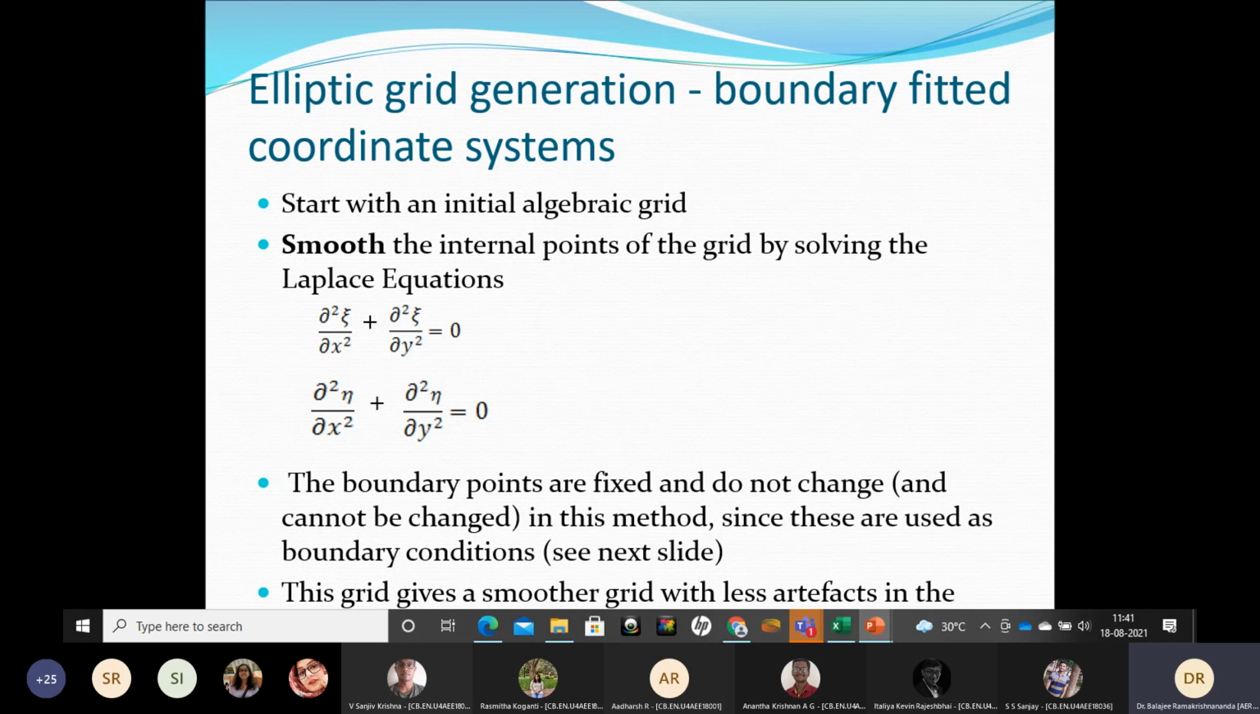So we take that initial algebraic grid, which may have some problems. Then we smooth the internal points of the grid by iteratively solving the Laplace equation.